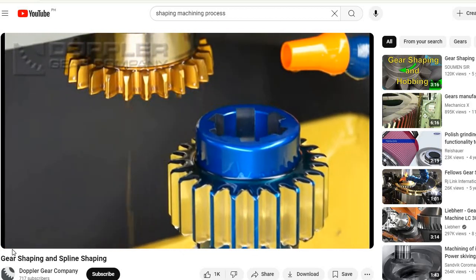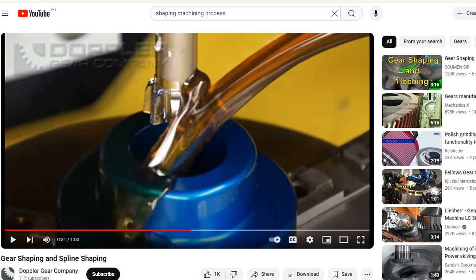Shaping can produce forms in hobbing, such as internal. Okay, so that's the shaping. It uses a tool that is moving up and down, and the workpiece is rotating slowly. And what you notice here is that it uses lubricant to avoid making the temperature higher, because it may affect the quality of the tool or the finished product. So that's why it is using the oil lubricant here.